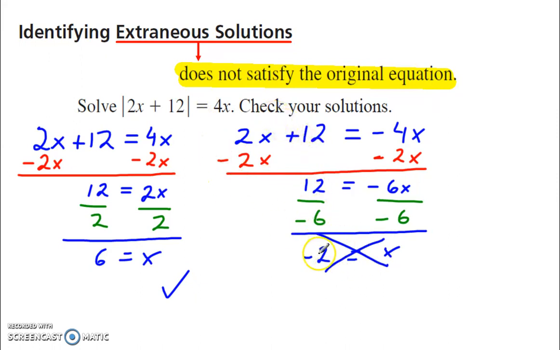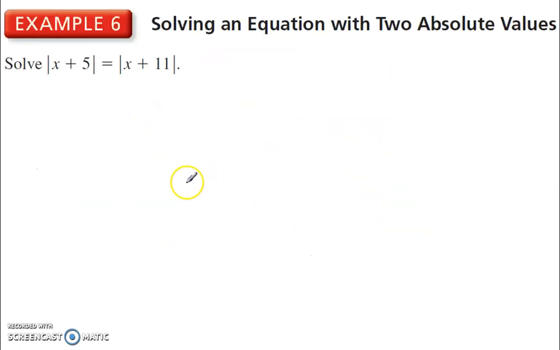It solves the same way. I get that solution, but it's an extraneous solution. That means this solution doesn't work. You always have to check your solutions. All right, solving an equation with two absolute values. One last example for you here.